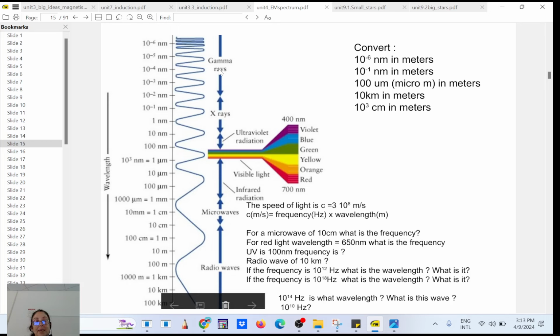So let's try to do this one, okay? A microwave has a wavelength of 10 centimeters. What is the frequency?